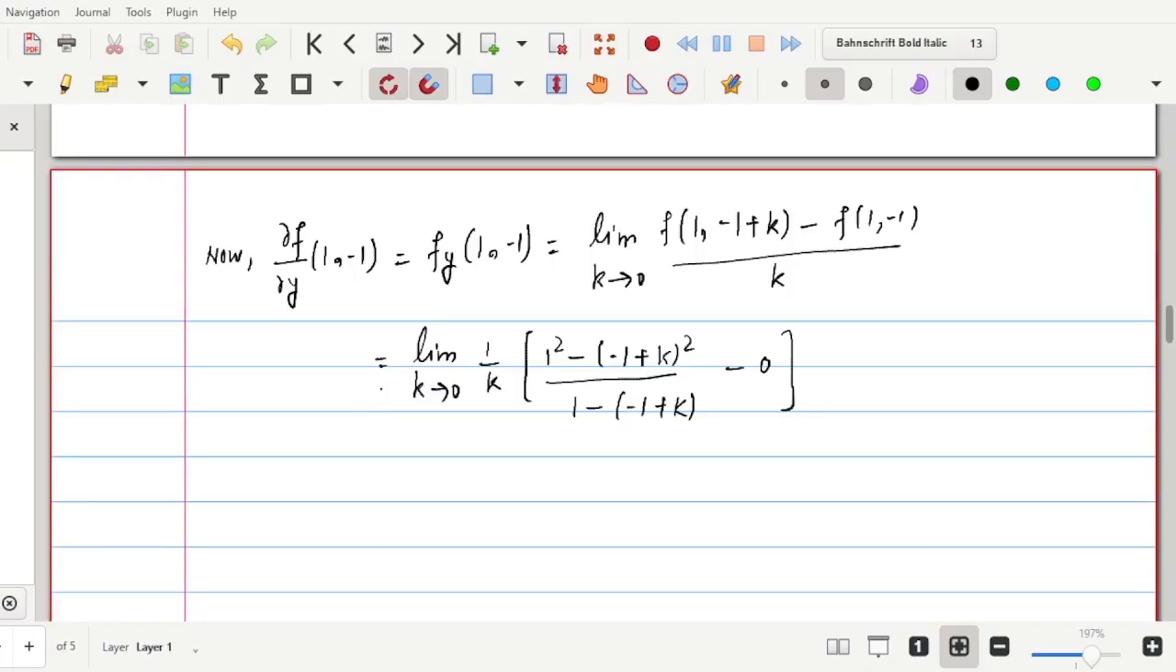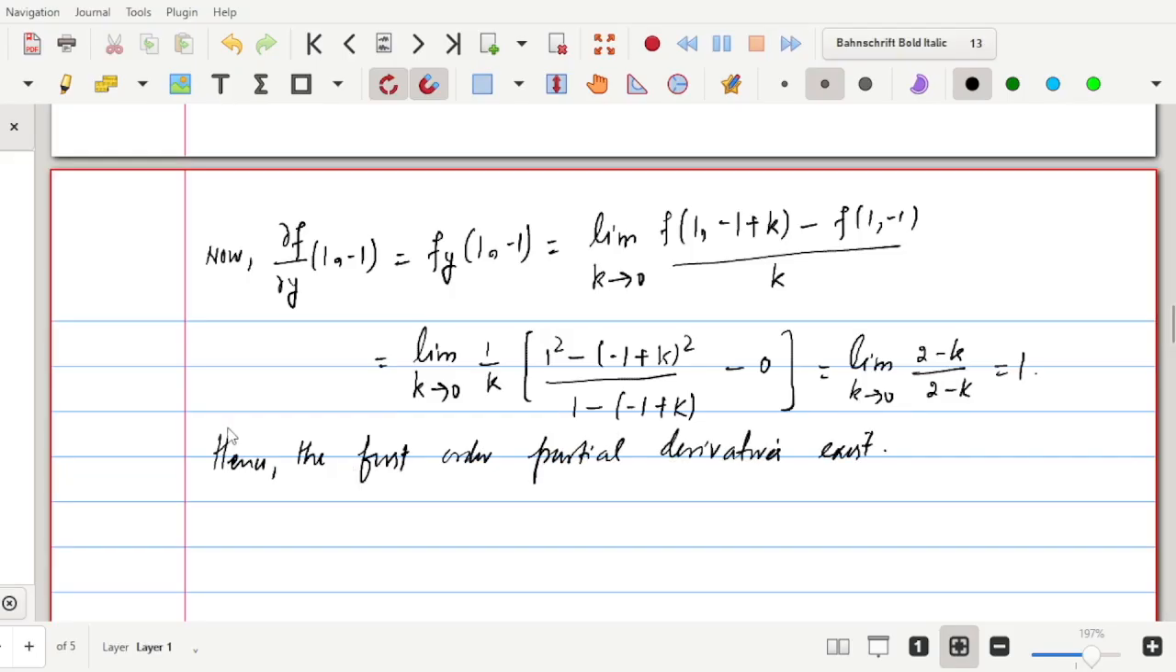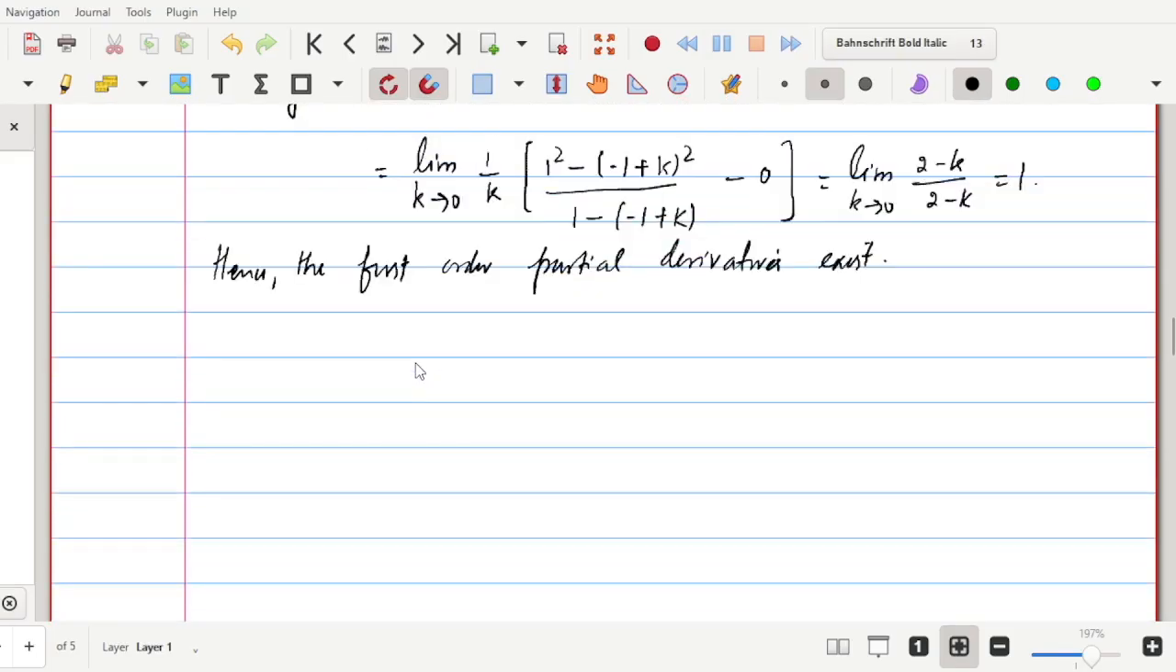Now simplifying this expression, we will get limit k tends to 0 of minus k divided by 2 minus k. Therefore, as k tends to 0, we again get 1. So hence the first order partial derivatives exist. Now we shall check whether these first order partial derivatives are continuous or not.